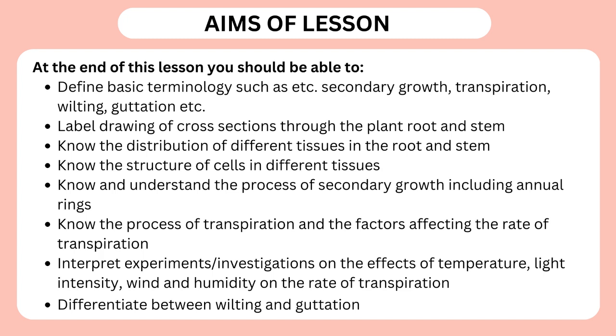Draw and label cross-sections through the plant root and stem. Know the distribution of different tissues in the root and stem. Know the structure of cells in different tissues. Know and understand the process of secondary growth, including annual rings. Know the process of transpiration and the factors affecting the rate of transpiration.